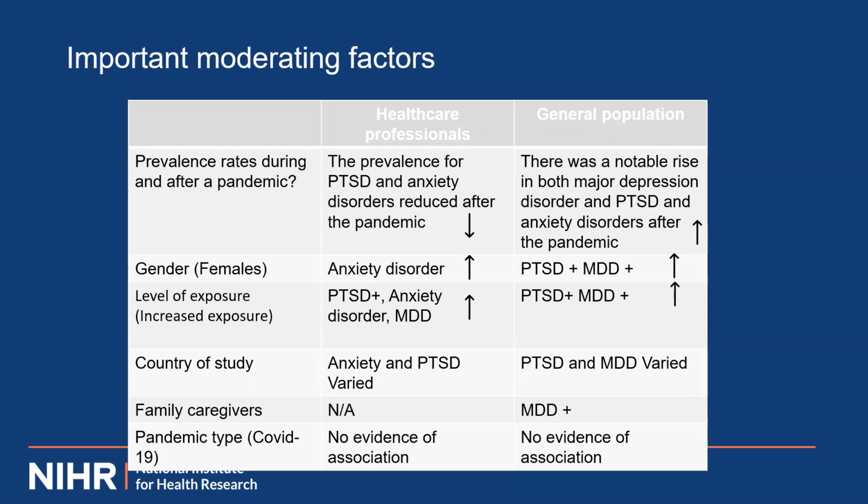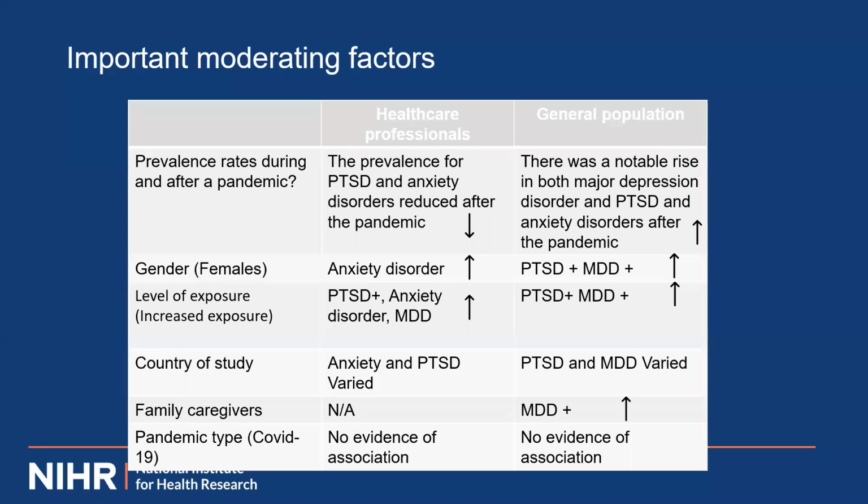Other factors we found important was level of exposure. As you would typically expect, healthcare workers who were closer to the front line, working in ICU or specific pandemic wards, had a higher prevalence of PTSD, anxiety disorders and MDD. Similarly for the general public, those who had a family member or were themselves exposed to the pandemic directly, if they had the disease, had a statistically significantly higher prevalence rate of PTSD and major depression.